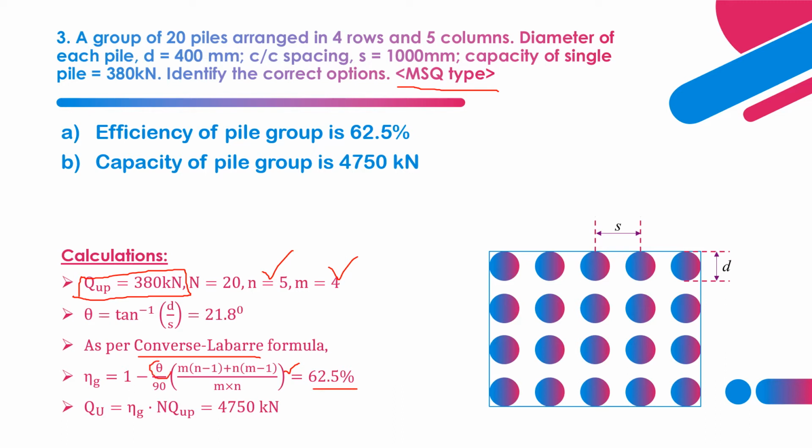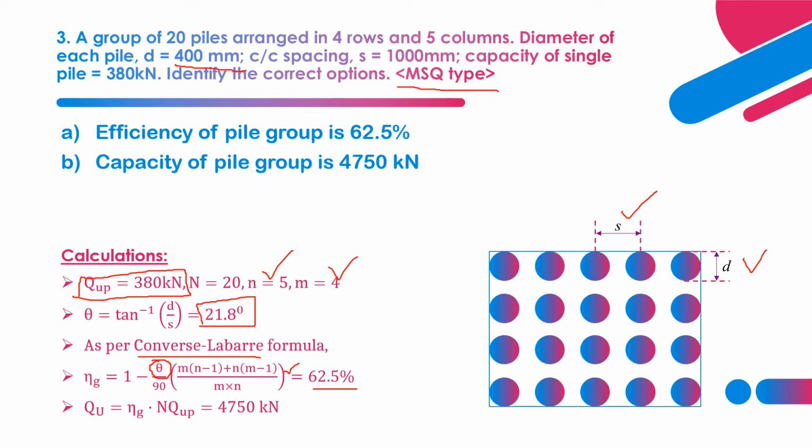So how to calculate this theta? Theta is nothing but tan inverse of d by s. d is the diameter of pile and s is the spacing. So by substituting, d is 400 mm divided by s, s is 1000 mm. So tan inverse of 400 by 1000 gives theta value 21.8 degrees. So 1 minus 21.8 divided by 90 into 4 into 5 minus 1 plus 5 into 4 minus 1, divided by 20 gives the answer as 62.5 percent.